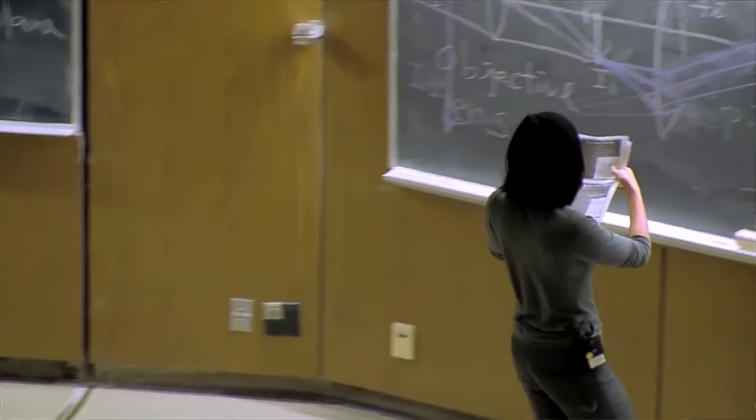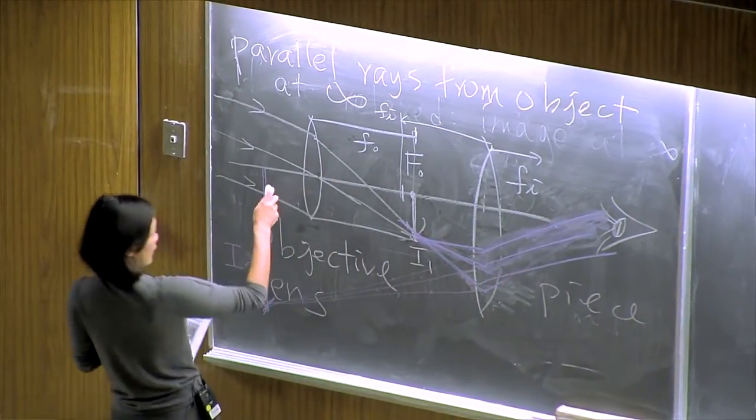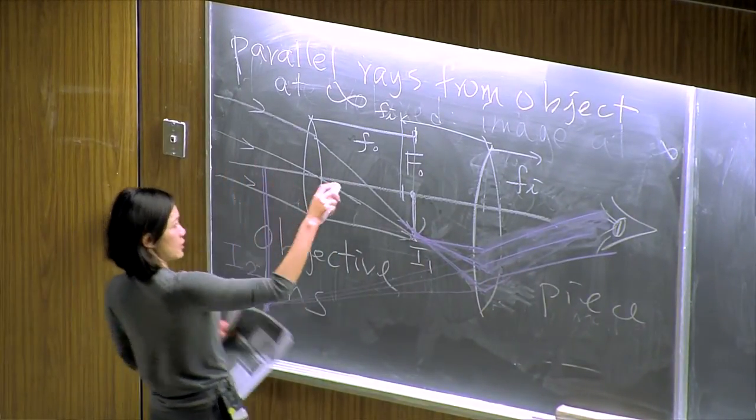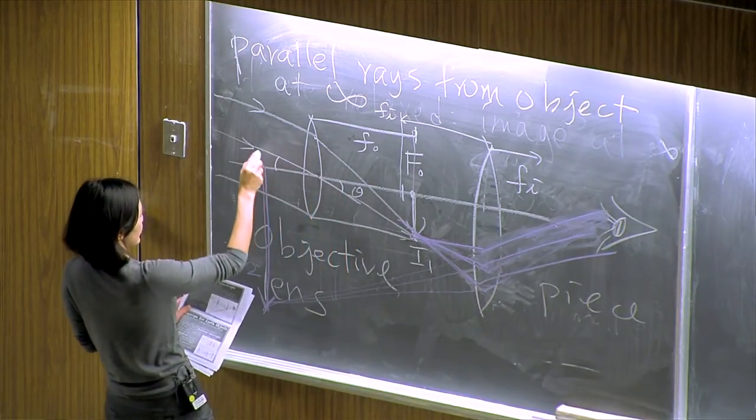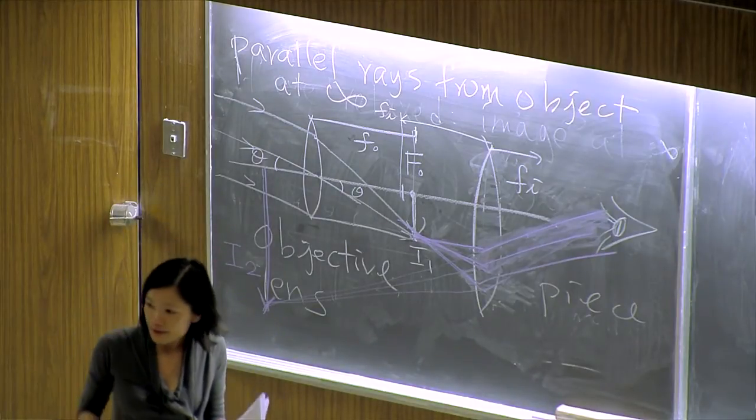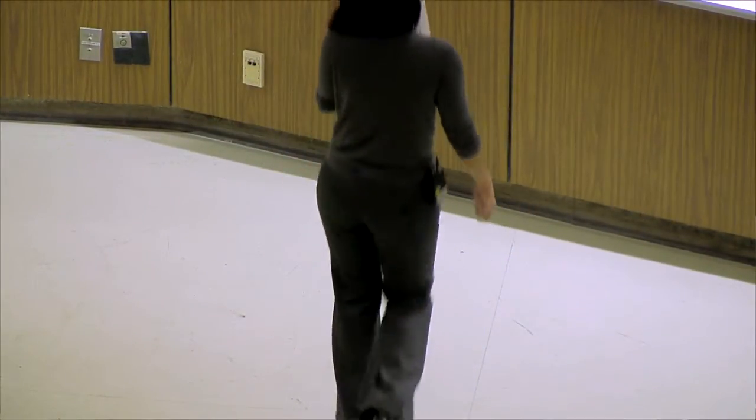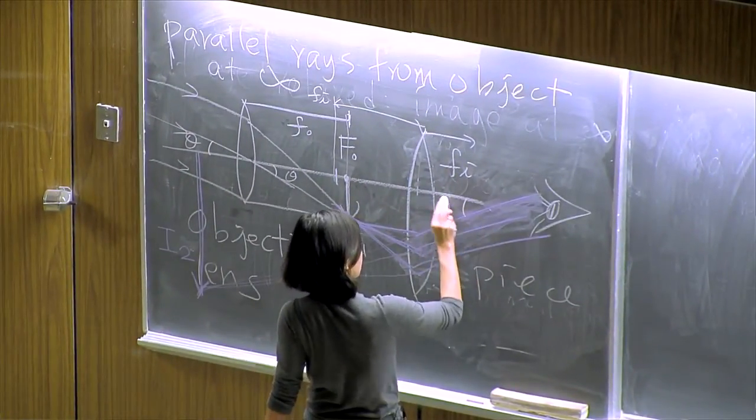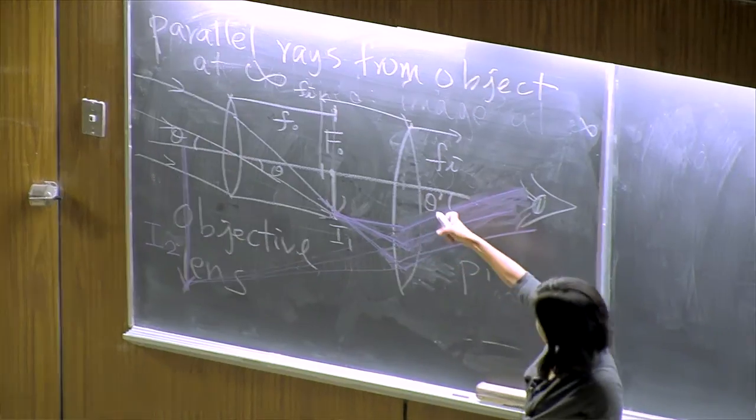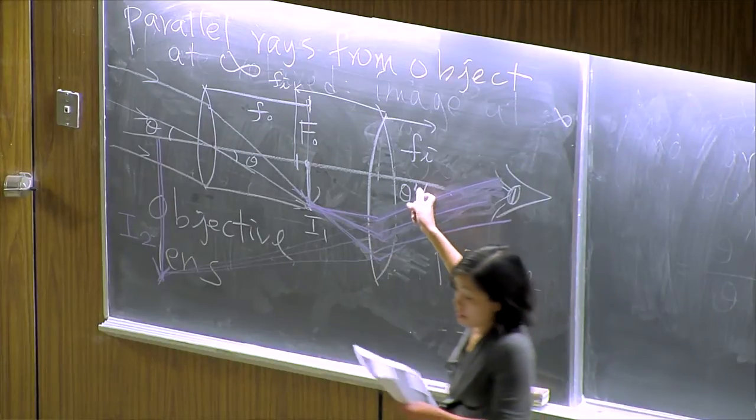All right, and let's define some more variables. One important one is this angle theta, because once again, in order to find out the angular magnification, I need to know this angle theta. And let's call this angle theta prime. All right?